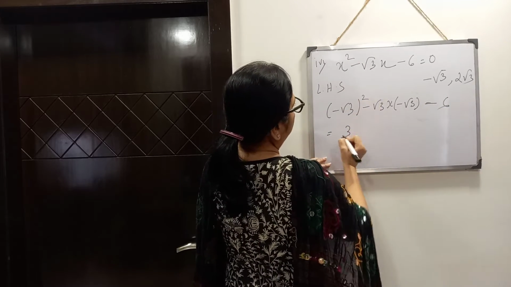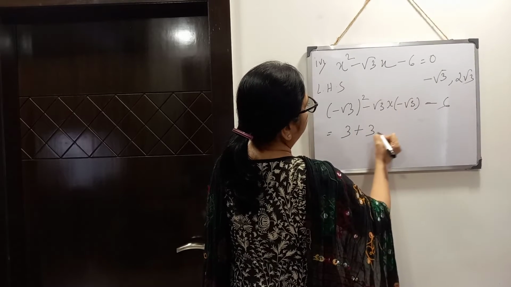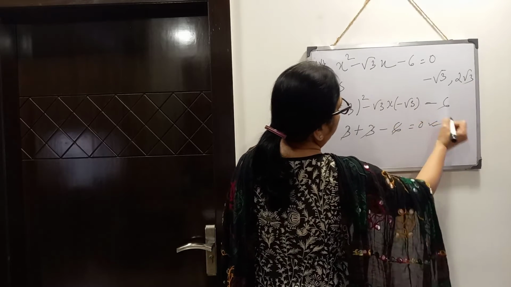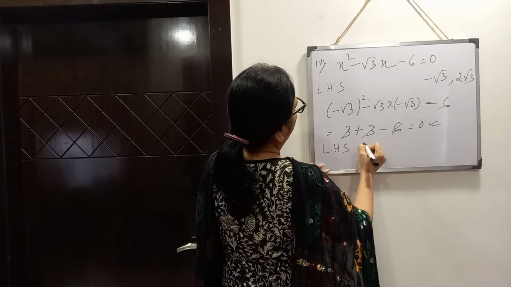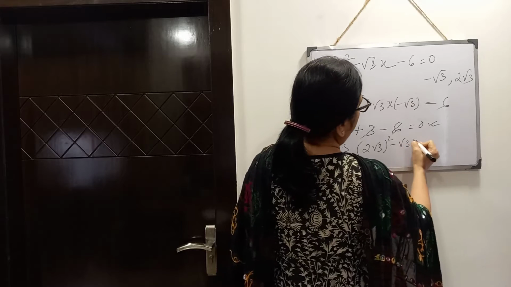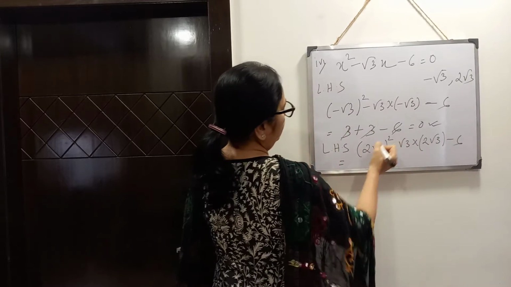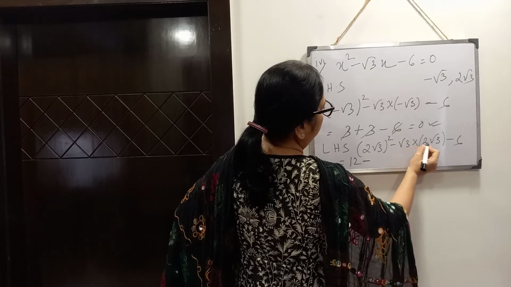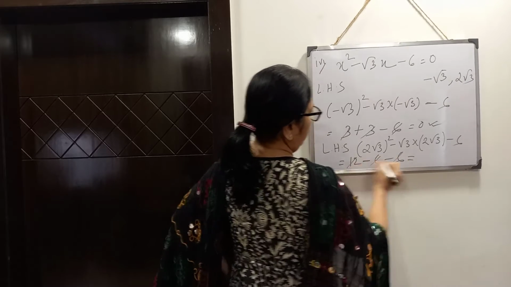Minus root 3 whole square means 3. Minus minus plus. Root 3 into root 3, you know, 3 minus 6. So coming 0. Yes, in this case possible. Now 2 root 3. 2 root over 3 whole square minus root 3 into 2 root over 3 minus 6. Now this one 4, 12 minus 2, 6 minus 6. So it is coming 0.